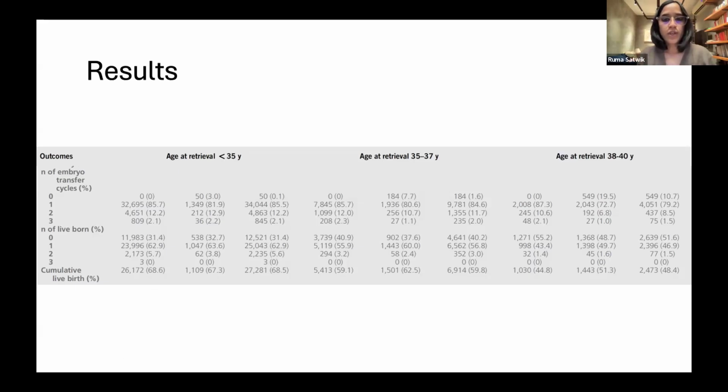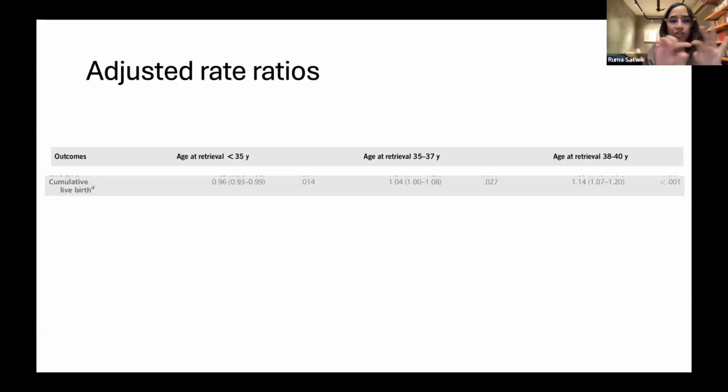So if we were to now look at adjusted odds ratios, because that is what you're looking at post your regression equation, what is it talking to you about, rate ratio or risk ratio, RR? So this is the final thing. Cumulative live birth in the less than 35 is 0.96. It's actually less than what you want it to be. You can see this is the confidence interval, right? This is the point estimate, 0.96. This is the confidence interval, 0.93 to 0.99. And this is the p-value.